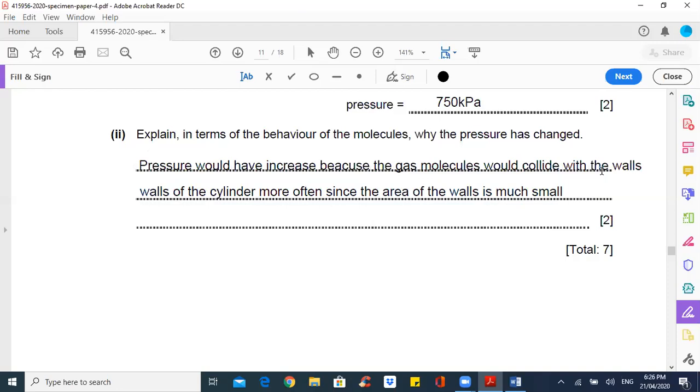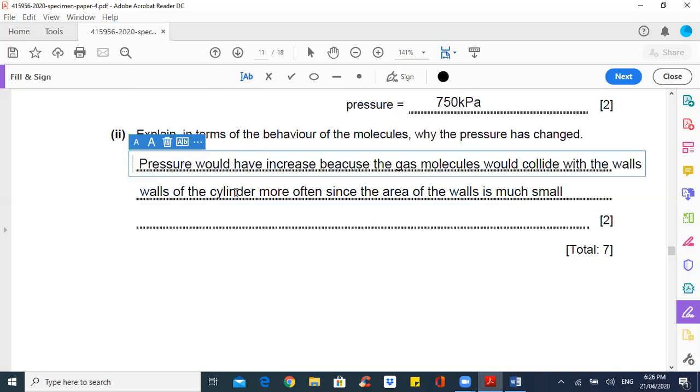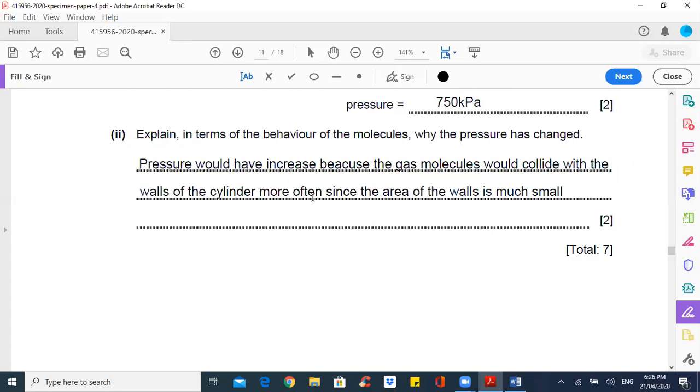Everybody okay with that for now? Right, so pressure would increase because the gas molecules would collide with the walls of the cylinder more often since the area of the walls is much smaller. This can be seen through the formula.